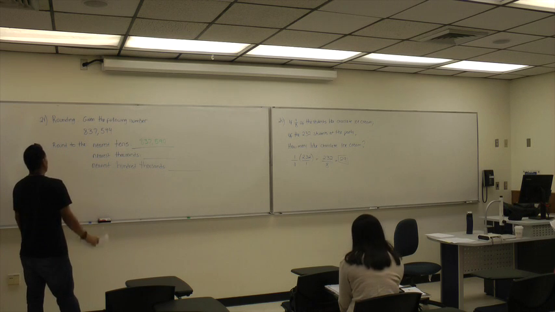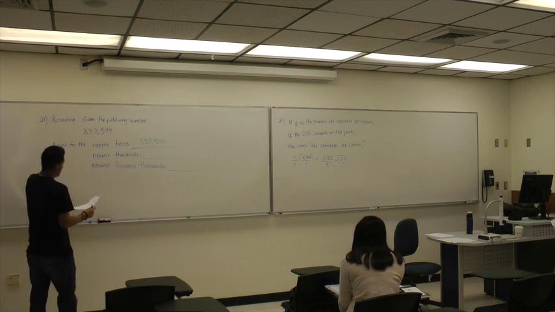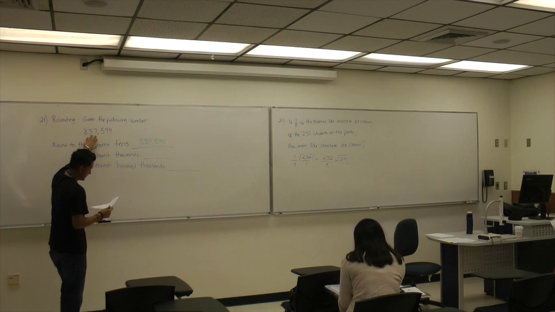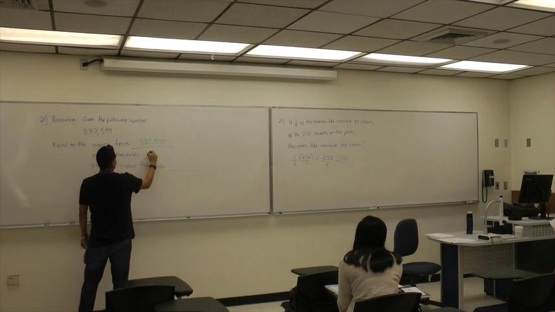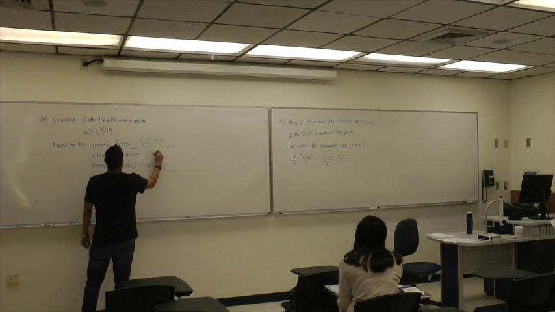Good. Alright, the nearest 1,000 would be over here. The 7 turns to depends on this 5, right? Yeah. So that's going to change to an 838,000.